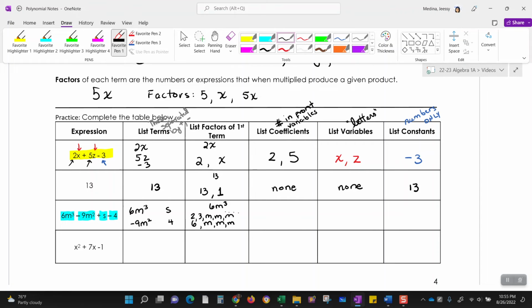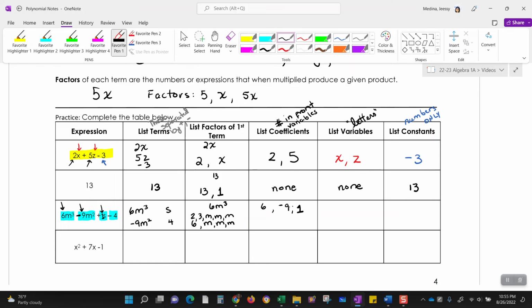All of that multiplied will give us the 6m cubed. The coefficients are the numbers in the front of the variables. So that would be the 6. Now this is tricky. It's not just 9. You got to bring the negative sign with you. So it's -9. Right here, it's invisible, but it's an understood 1. All right, so the coefficients are the 6, the -9, and the 1.